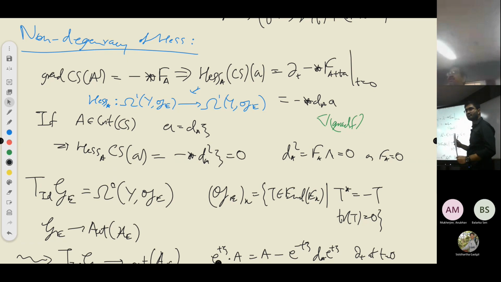Because that just comes from the gauge group, right? I meant the refined version of non-degeneracy, which I'll come to. Yeah, it's not non-degenerate.